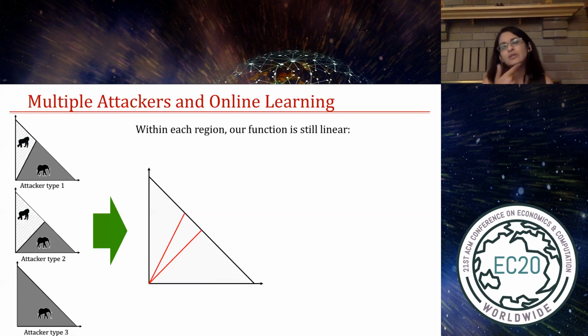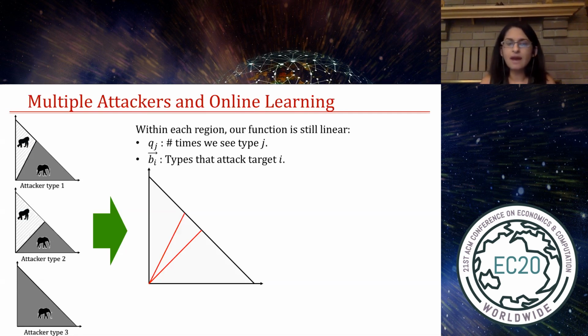The easy way to think about this is that just as our utility function was linear in each of the regions in the previous ones, it's still linear now in each of these sub-regions. That's just coming from the linearity of what we have on the left and the fact that we have divided the space so that the response of the attacker doesn't change within each region. We can actually be a little more formal and try to understand that utility.